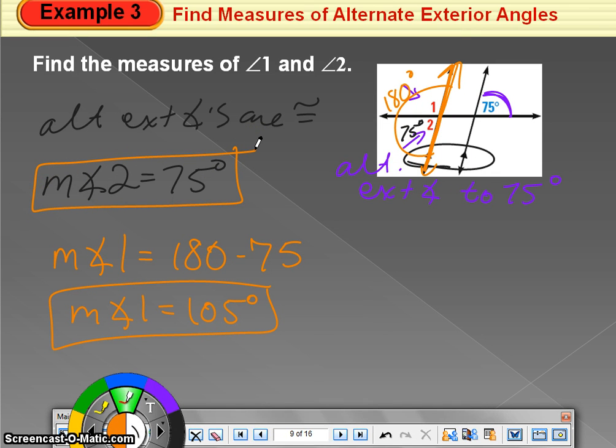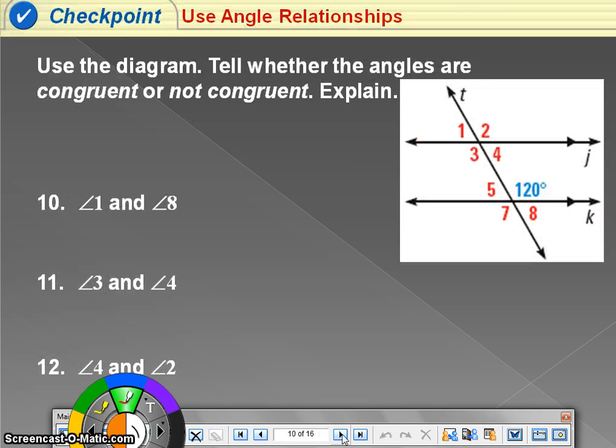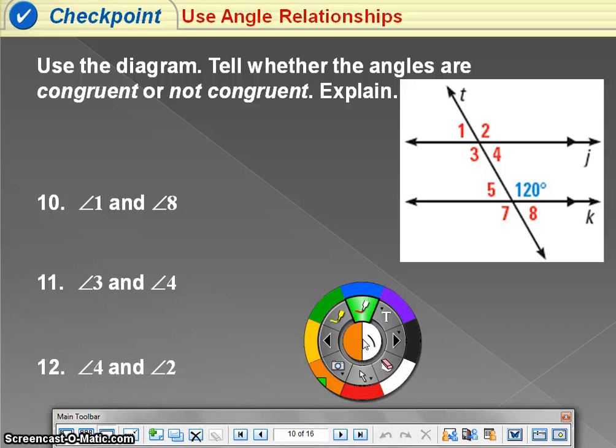Those should be supplementary. Okay? All right, so this is a checkpoint. I would pause this now and then try these problems right here. So let's see how you did.